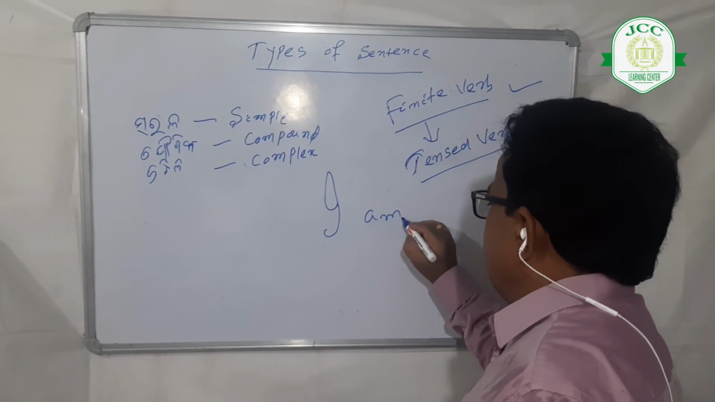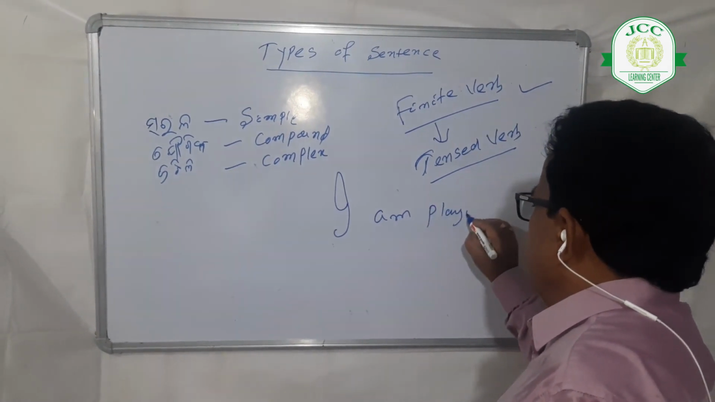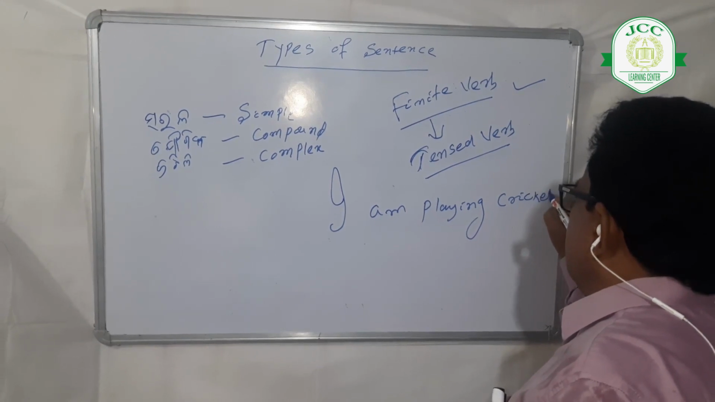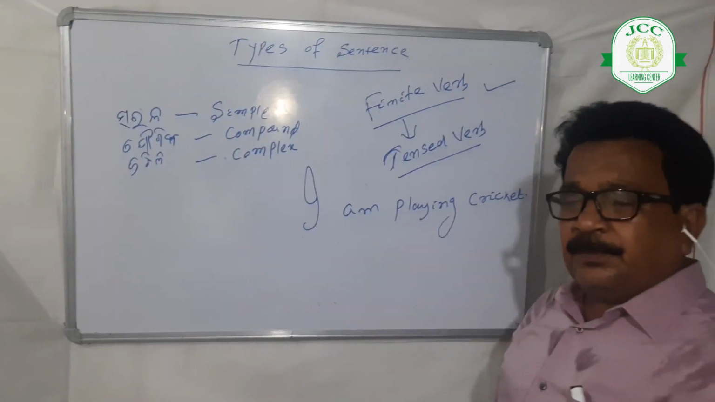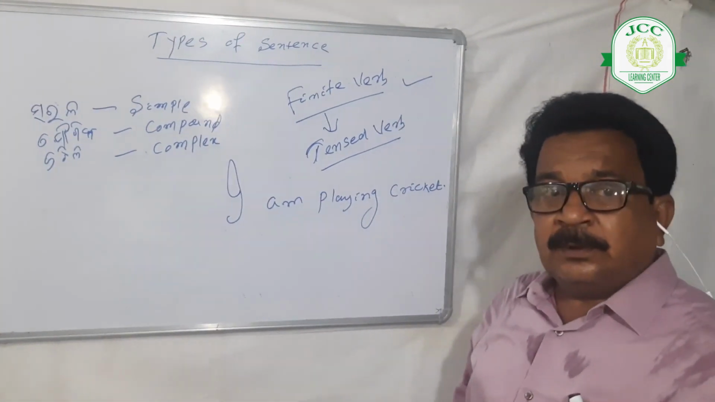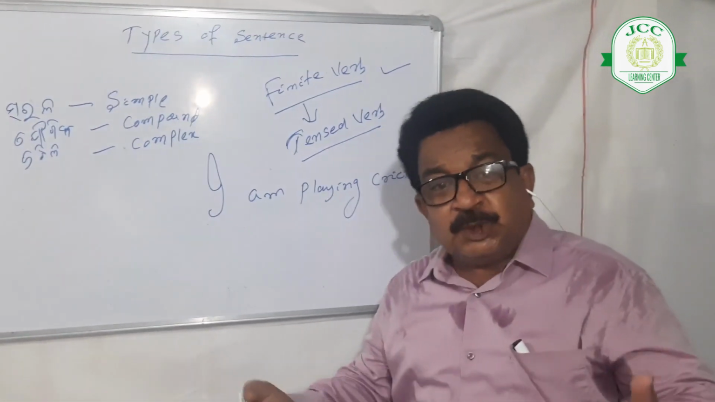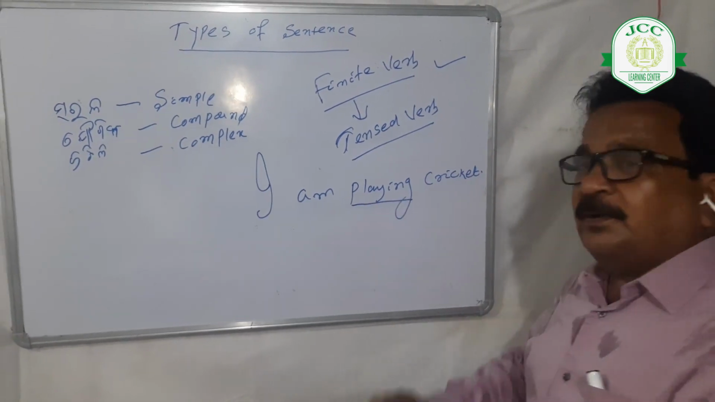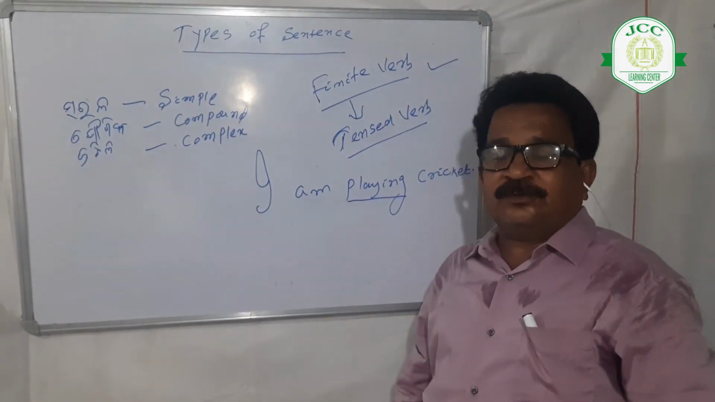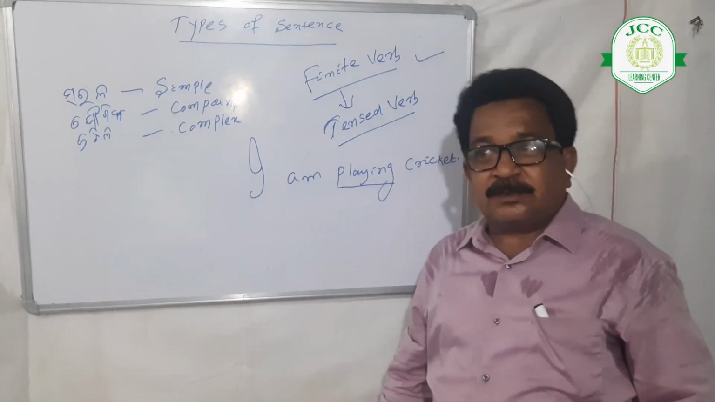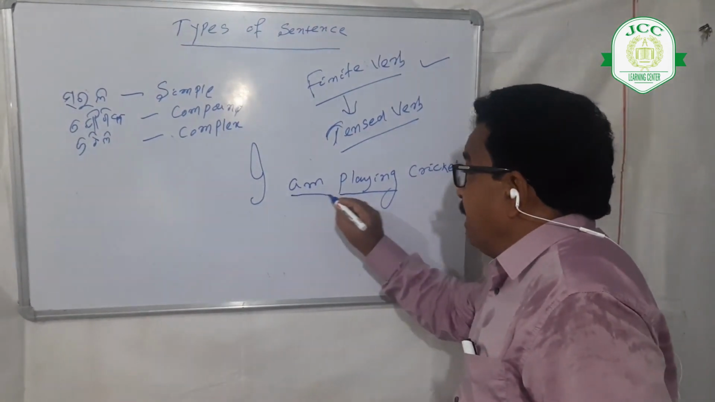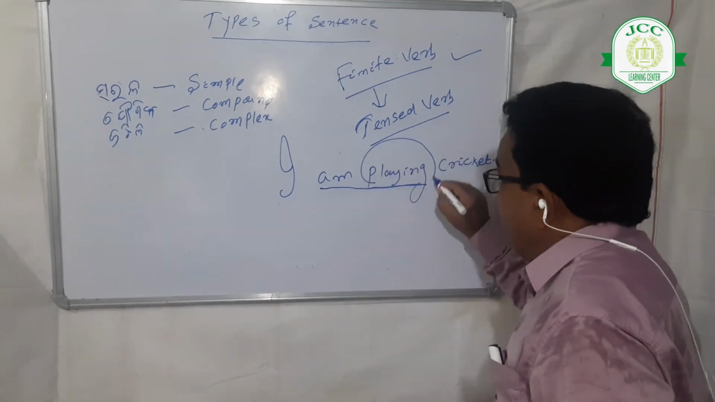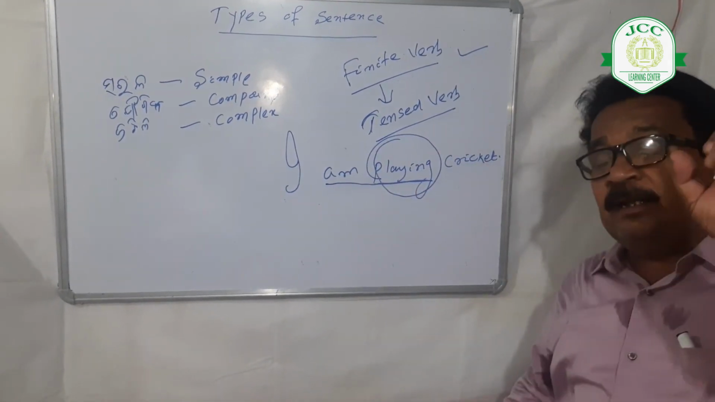Let me give you some examples. I am playing cricket. You see, which is the verb? It is common. The children, the students, they will answer playing is the verb. Yes, correct. But students, in "I'm playing", that playing cannot tell the tense.